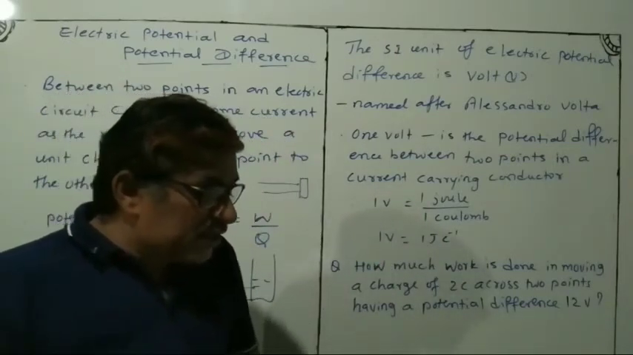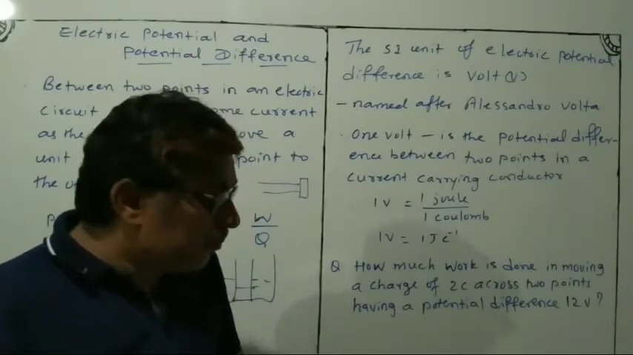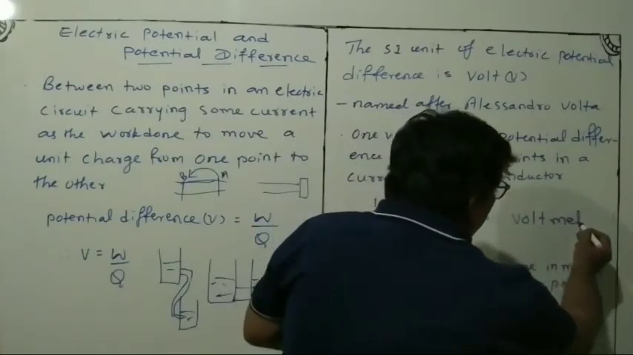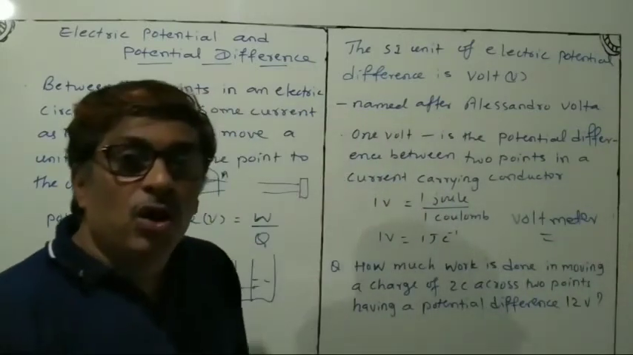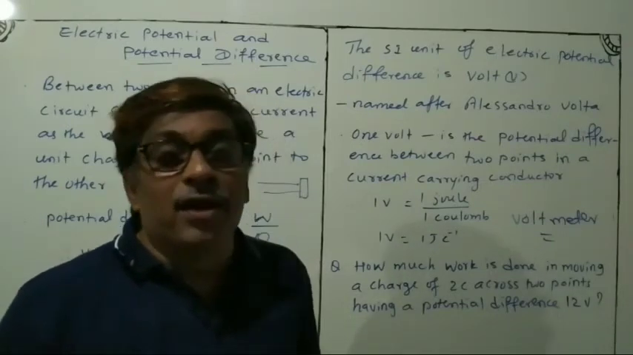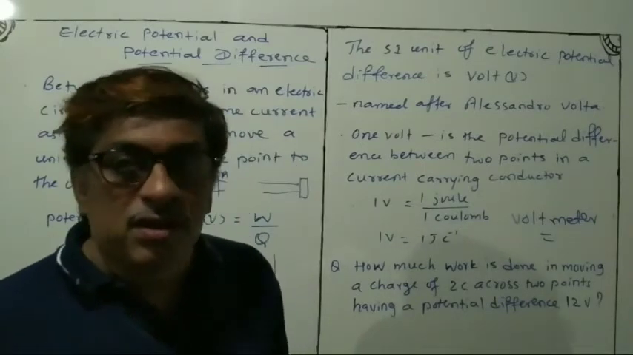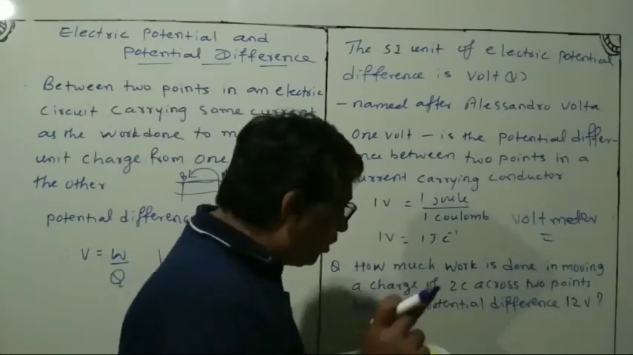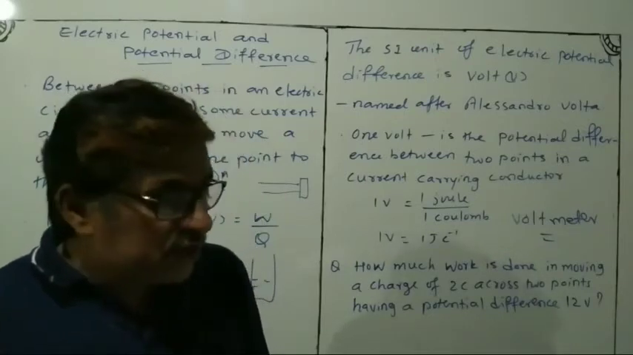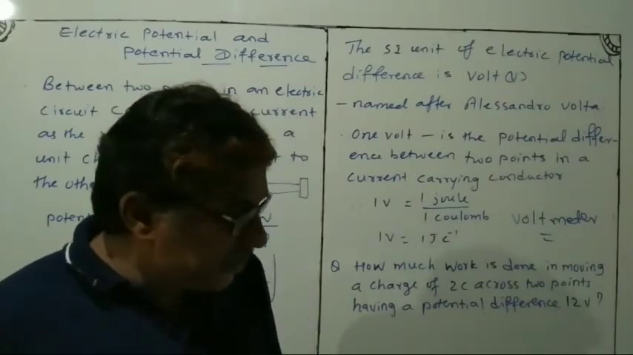The potential difference is measured by means of an instrument called a voltmeter, V-O-L-T-M-E-T-E-R. The voltmeter is always connected in parallel across the points. You will learn about parallel connections later. The voltmeter is the instrument we use for measuring potential difference.